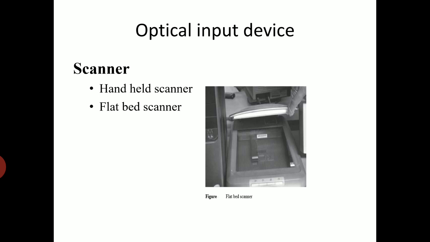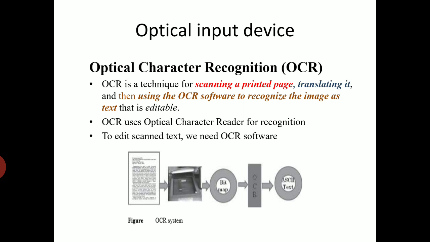Now scanner. There are different types of scanners for scanning text documents: handheld scanner, flatbed scanner, etc. So they can all be used for converting hard copy or printed notes into soft copy. OCR is optical character recognition. So here the importance is that when you give a printed page, OCR will convert it into editable text.